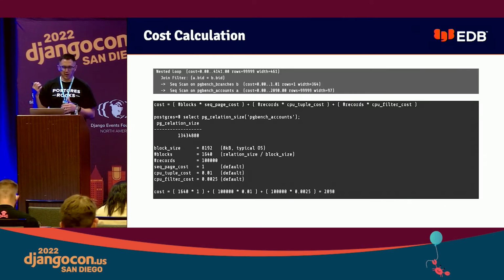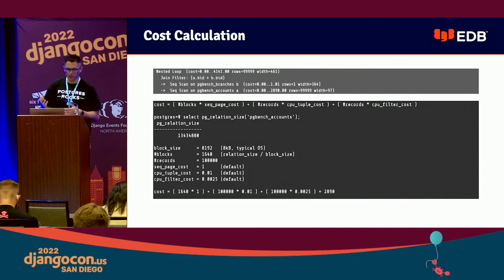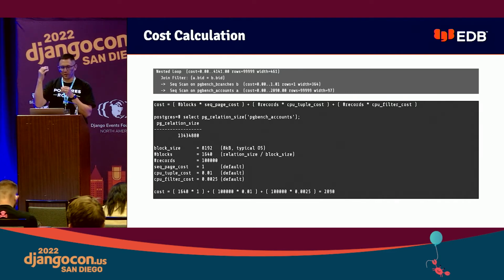Now we'll get some statistics here. The relation size of pgbench_accounts, which I'm going to pull out of this function, is about 13 megabytes. Block sizes, if you don't know, the standard block size on disk is 8 kilobytes. So if I take the relation size divided by the block size, I'm going to get 1648 blocks. So that's what I can plug into that first set of parentheses.